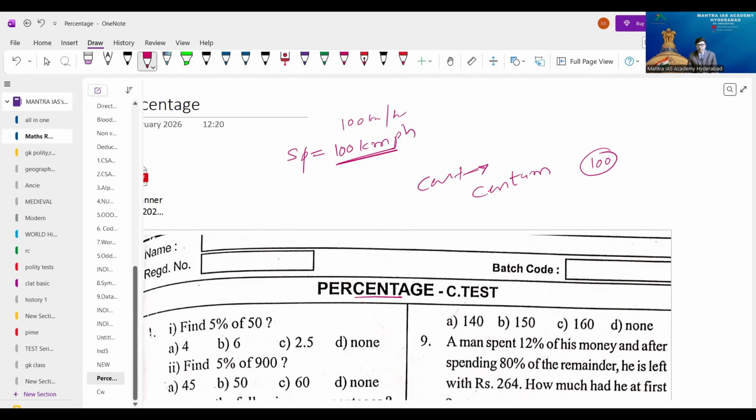For example, in the USA, the currency is the dollar. So 100 cents is equal to $1. So 1 cent is nothing but 1 by 100th of the dollar. Clear? So cent is generally considered 100. That is what percentage is: per 100. 100 kilometers per hour means in every 1 hour you can travel a distance of 100 kilometers. This is per 100, meaning out of 100.